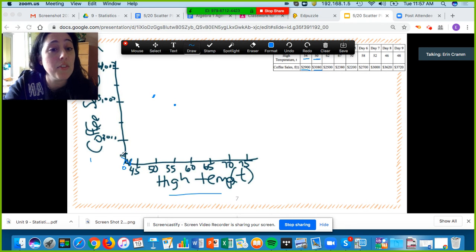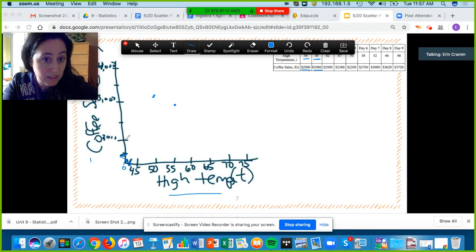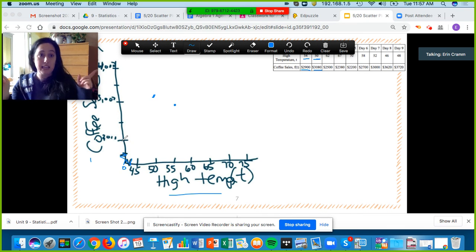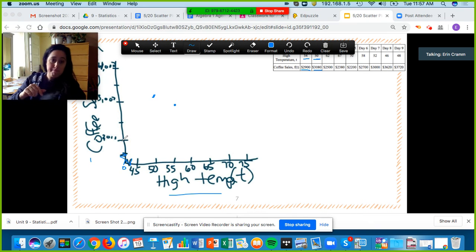And same thing on the y-axis. To go from 0 to 2,000, then I go 2,500, 3,000, 3,500, 4,000. So here I've got even spacing, but between 0 and 2,000, not even spacing. So I put that little break.